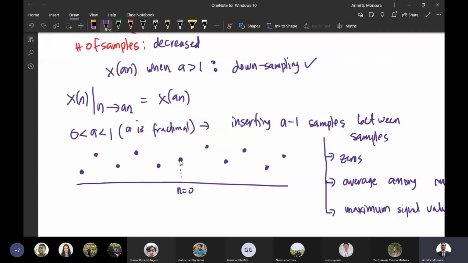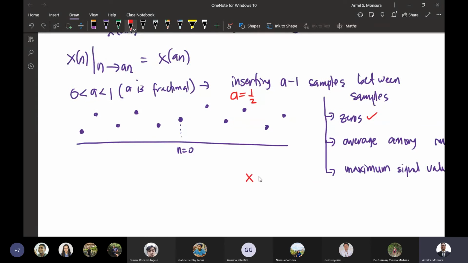So, again, ito yung reference natin. Sabihin natin ang gagawin nating algorithm ito. 0 yung isisingit natin. And then, let us have A equals 1, I mean, A equals 2, I mean, A equals 1 half pala. Okay? So, again, A is between 0 and 1. Ibig sabihin, fractional siya. So, let's have A equals 1 half. Which means, ang i-generate yung signal is x of 1 half n.